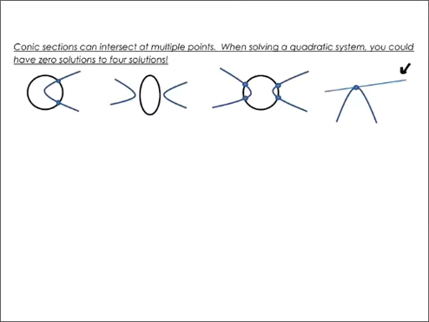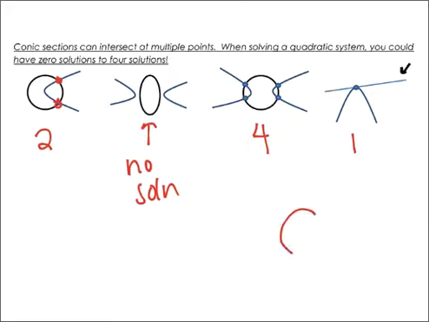So if you notice in this first, the parabola and the circle cross twice, so we have two intersections or two solutions. We could end up with no solution. We could end up with 4, or in this example we have 1. Now it looks like I skipped 3. That is still something that could happen. There's lots of different ways it could happen. You might have a circle with a hyperbola that crosses there and here and here. So you could have 1, 2, 3, 4, or no solutions.